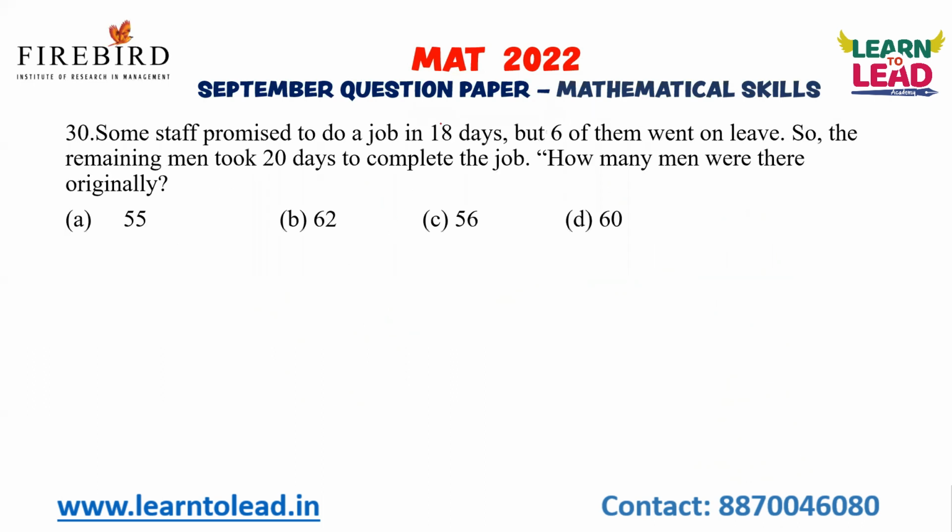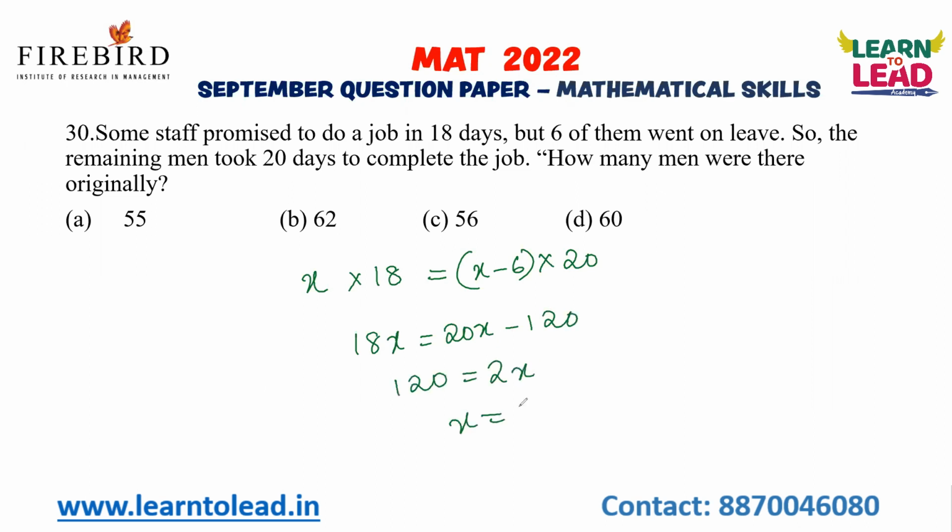Next, some staff promised to do a job in 18 days. So let us consider X staff can do the job in 18 days, but 6 of them left. So X minus 6 people completed the job in 20 days. So it is enough if you find the value of X, right? How many men were there initially? We assumed that initially the men were X, right? So 18X is equal to 20X minus 120. So 120 is equal to 2X. So X is equal to 60. So 60 men were there initially. That's my answer, right?